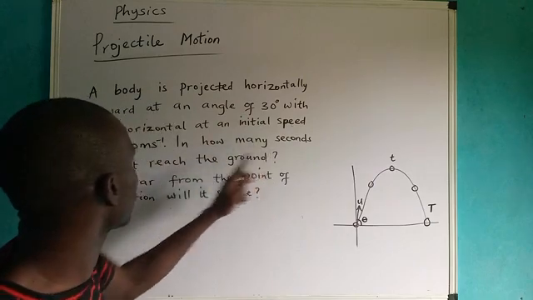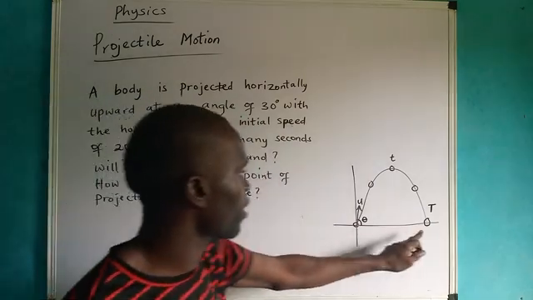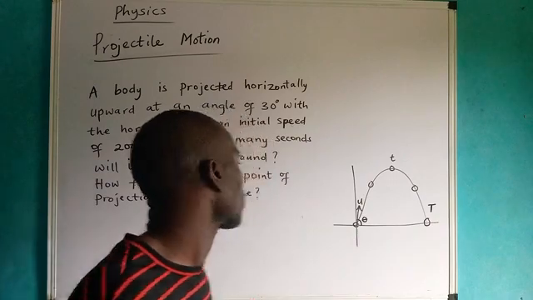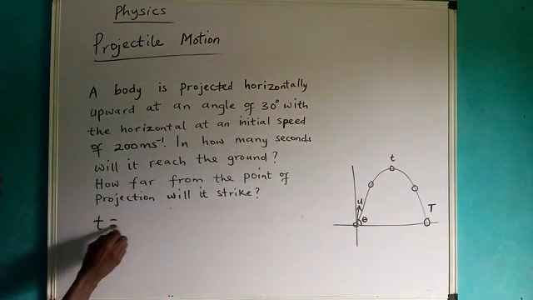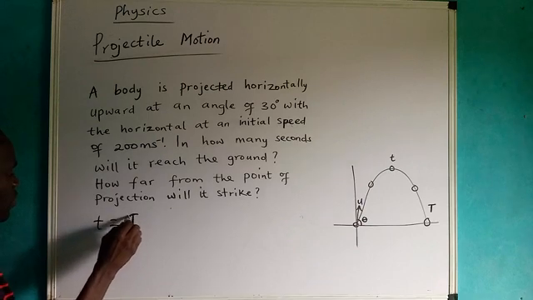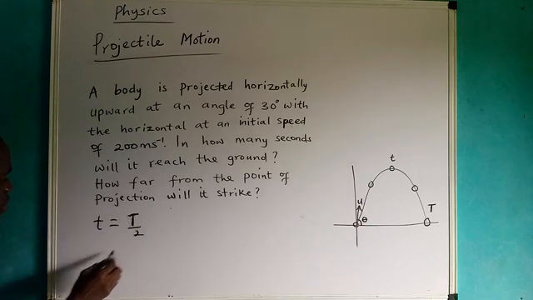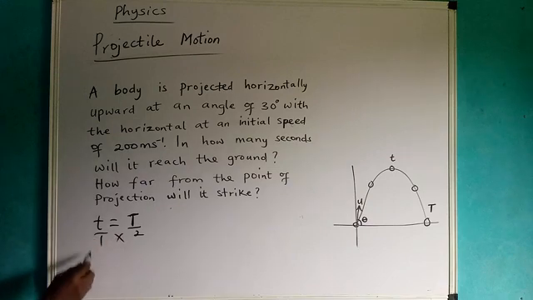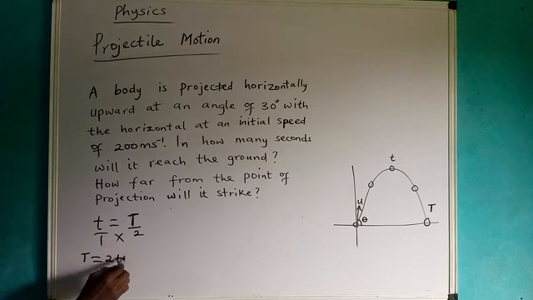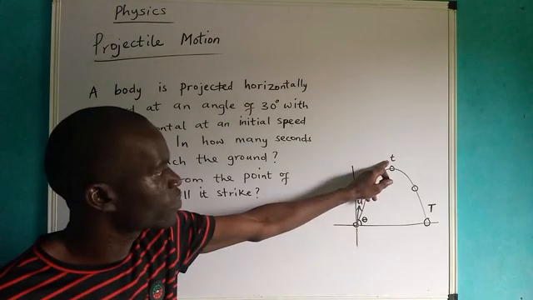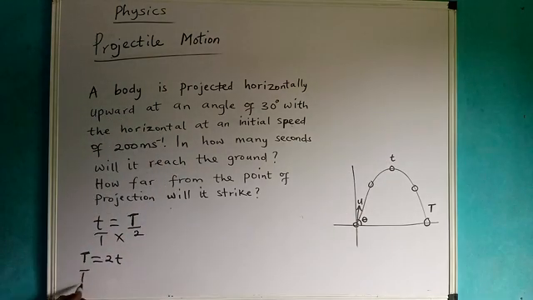He said, in how many seconds will it reach the ground? Meaning, how many seconds will it take to strike the point? I can now say that small t is equal to big T over 2. Now I can cross multiply, and I will have big T equal to 2 small t. For the small t, it simply means the time required for this body to get to the highest height, and the equation is u sine theta over g. That is the equation.